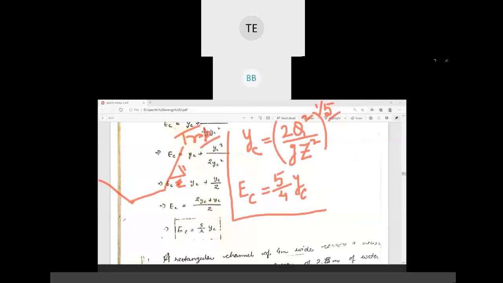Then you write for parabolic section, YC is equal to 27 Q square divided by 8 G K square to the power 1 by 4 for parabolic section. Okay, and EC is 4 by 3 YC.